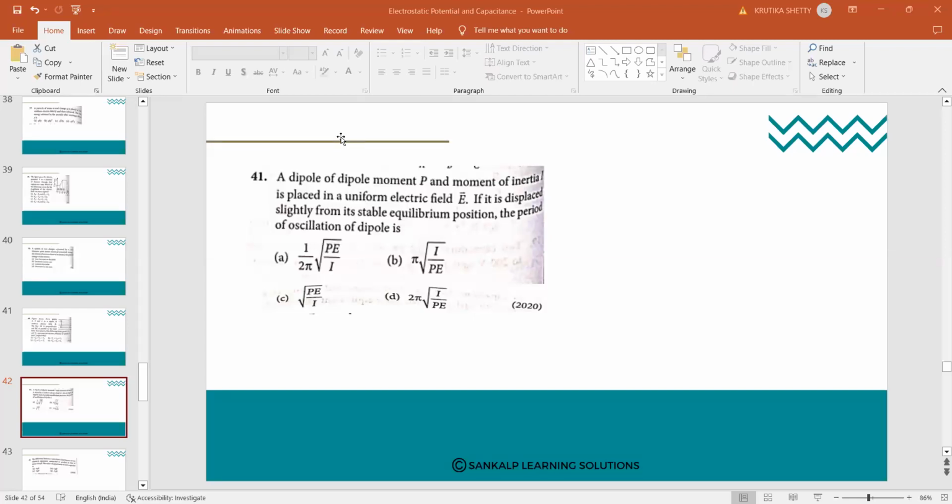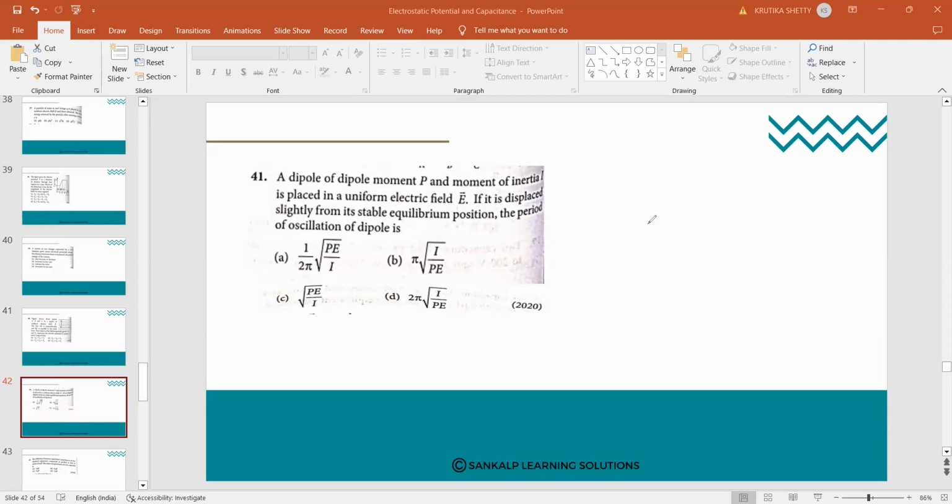A dipole of dipole moment P and moment of inertia I is placed in a uniform electric field E. If it is displaced slightly from its stable equilibrium position, the time period of revolution is? Yes, we need to calculate the time period here. We have the dipole moment and electric field given.